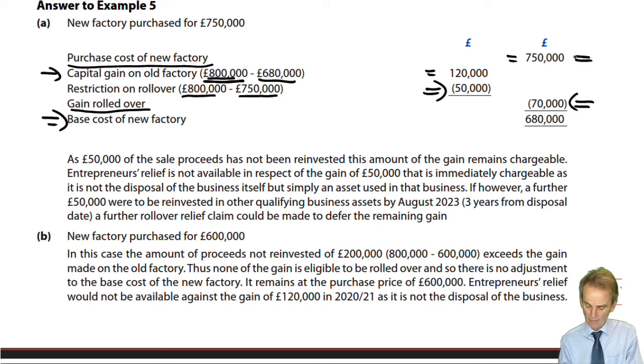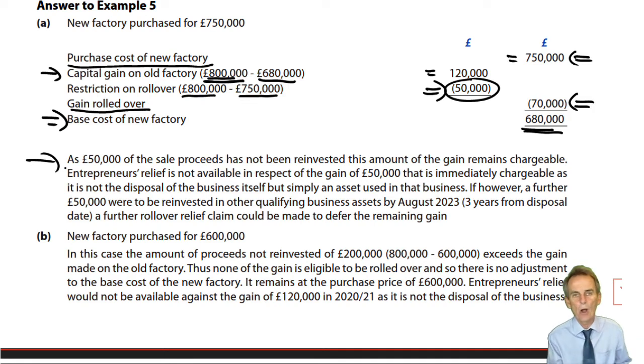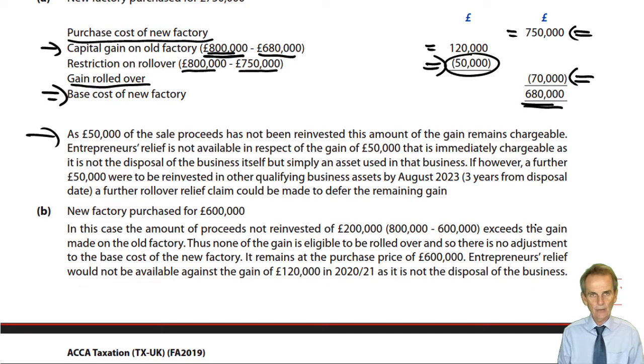Take it away from your purchase cost of the new one: 750 less the available rollover relief of 70 equals an allowable cost of £680,000. That 50,000, as this note then goes on to say, wasn't required for you in this particular question. It is just further information given, as of course is another part of this note.